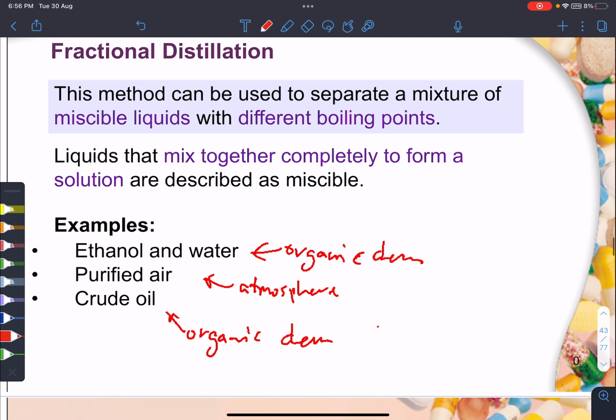Here we go, fractional distillation. Fractional distillation is to separate miscible liquids. These are 3 standard examples here. I would recommend using these 3 standard examples if they ask you for examples.